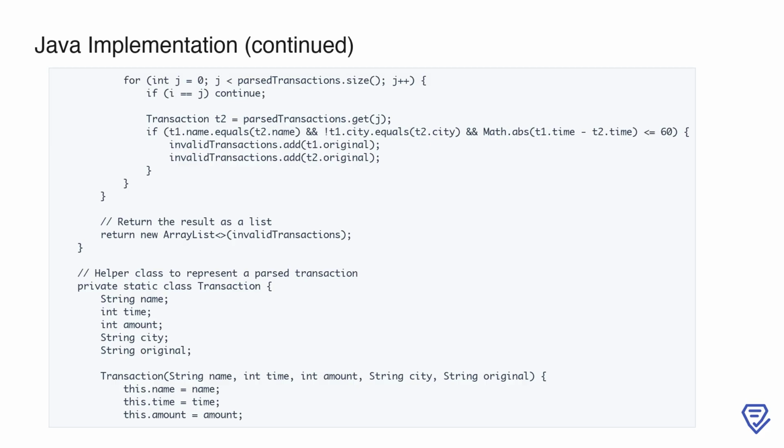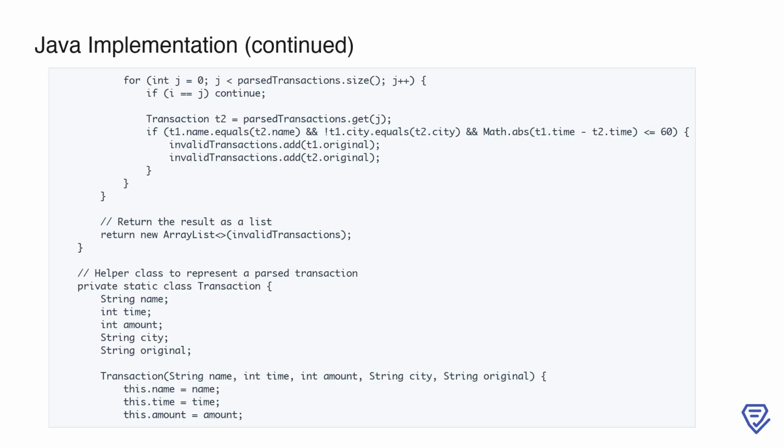Now, we implement the logic to handle the second invalid transaction condition. Using a nested loop, we compare each transaction, T1, with every other transaction, T2, in our parsed transactions list. To avoid self-comparison, we skip the iteration when the indices of T1 and T2 are identical. For the condition to be satisfied, both transactions must belong to the same person, indicated by matching names. Additionally, the transactions must occur in different cities, and the absolute difference in their times must be 60 minutes or less. If all these criteria are met, both transactions are deemed invalid. We add their original strings to our invalid transactions set. The use of a hash set here ensures that duplicate entries are automatically filtered out.